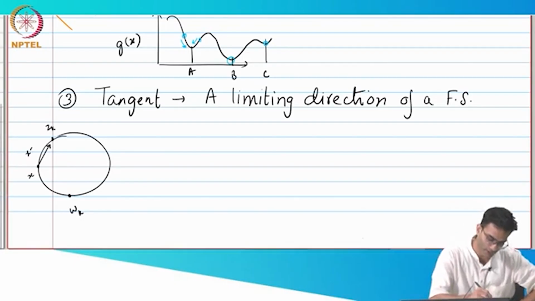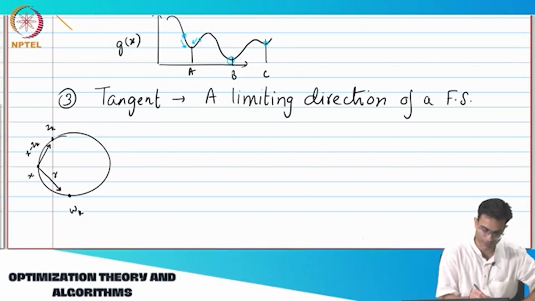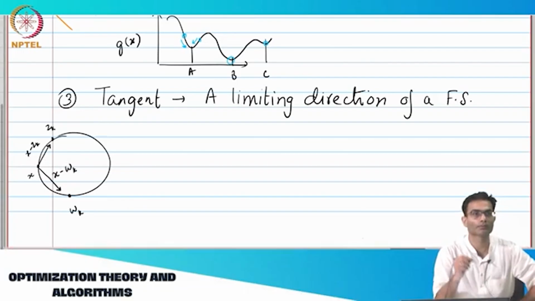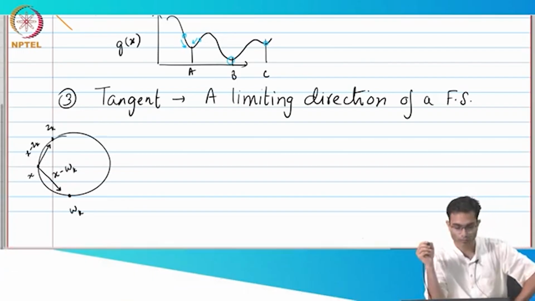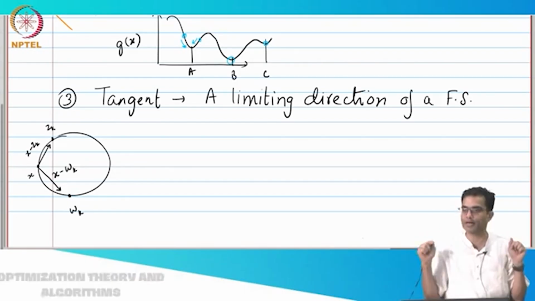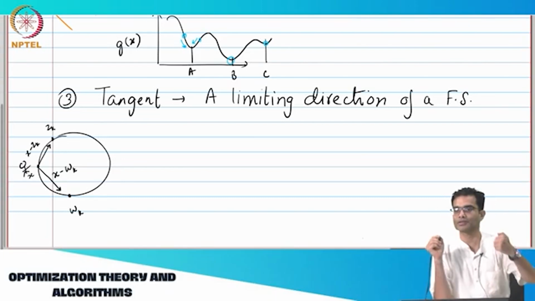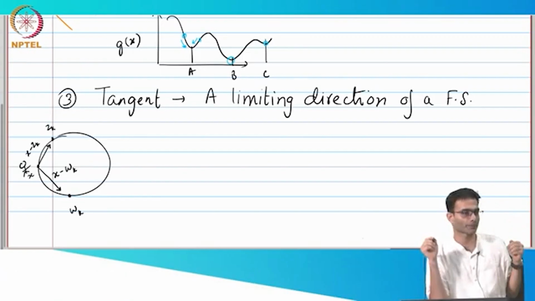Similarly, let's write this. This is x minus zk. Then I can also construct a vector like this. This is x minus wk. Fine. Now, what am I defining the tangent as? A limiting direction of a feasible sequence. Now, imagine what will happen. Supposing I am standing at the point x, and I am watching the feasible sequence come and collide into me.